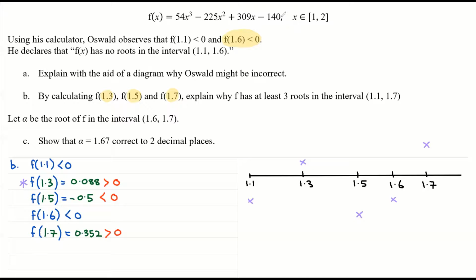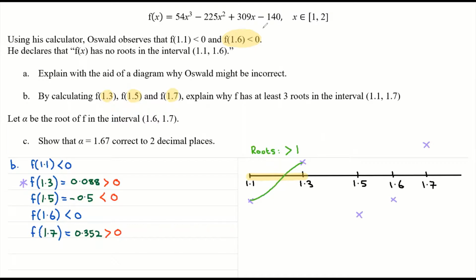So if we just look, first of all, at the interval between 1.1 and 1.3, we have the change of sign. So that means that there must be at least one root between 1.1 and 1.3. It could be more than one, but we know that there's at least one. So for the roots here, more than one, okay? For that first bit.